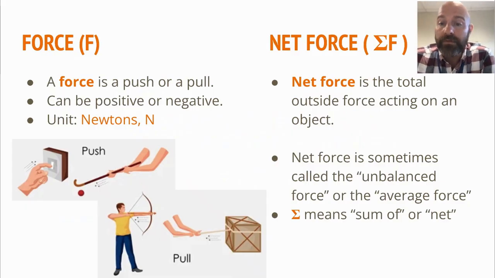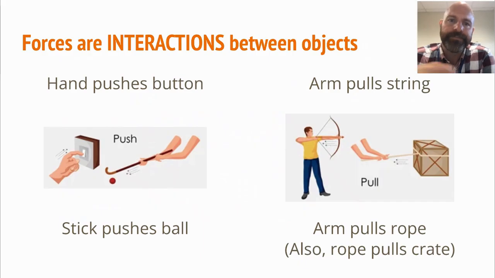If we have more than one force acting on an object, we want to talk about the total or net force acting on the object. And for that, we use the symbol sigma F. That sigma means sum. It's a Greek letter. Sometimes you hear it called the unbalanced force or the average force acting on an object, but it is in total the vector sum of all those forces.